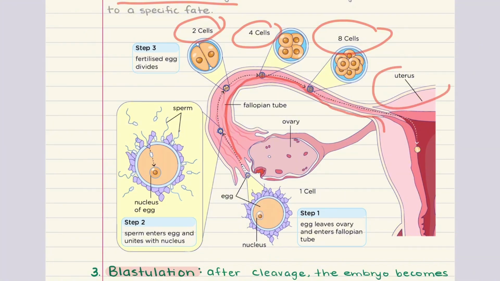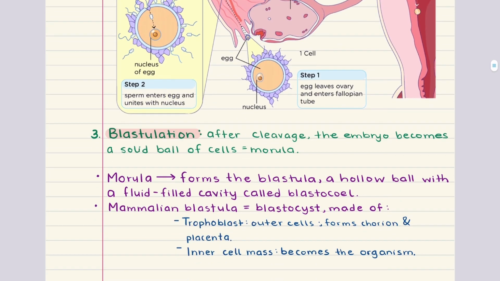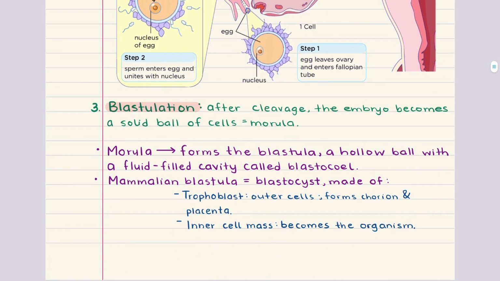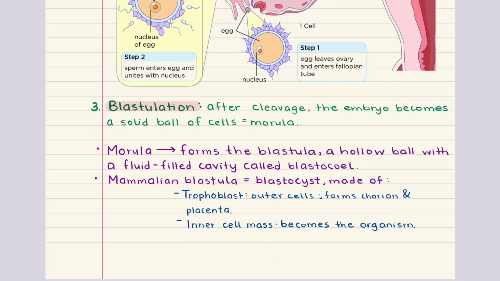Once cleavage is complete, the next stage in early development is blastulation. After several rounds of cell division, the embryo becomes a solid ball of cells, and we call the structure the morula. At this point, the cells are still tightly packed together, and there's no visible internal cavity just yet. But very soon, fluid is going to begin to fill the inside of this ball of cells, and it will form a hollow structure called the blastula. The fluid-filled cavity inside is called the blastocele.